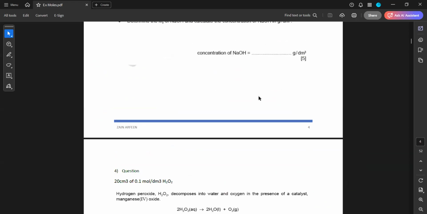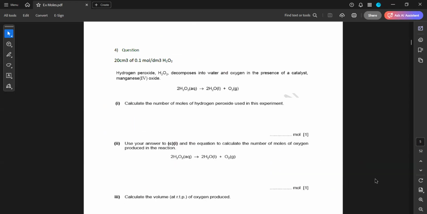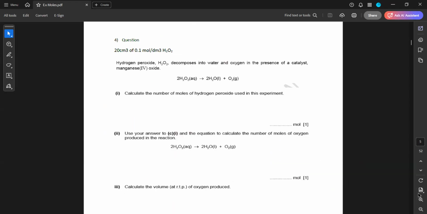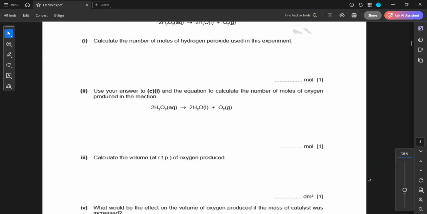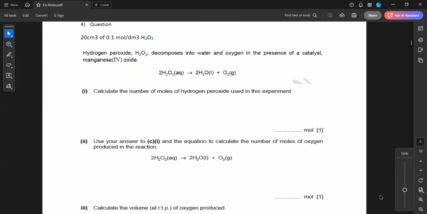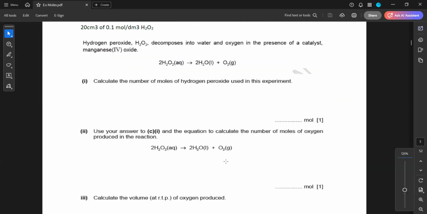These are the questions from the last week homework. Question 4: a 20 cm cube of 0.1 mole per dm cube hydrogen peroxide is there. Calculate the number of the moles. So how can we work out the number of the moles?